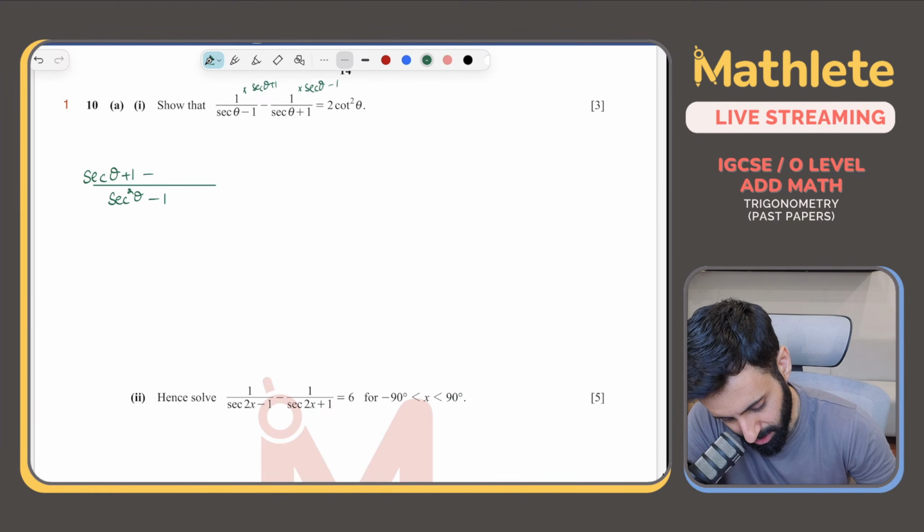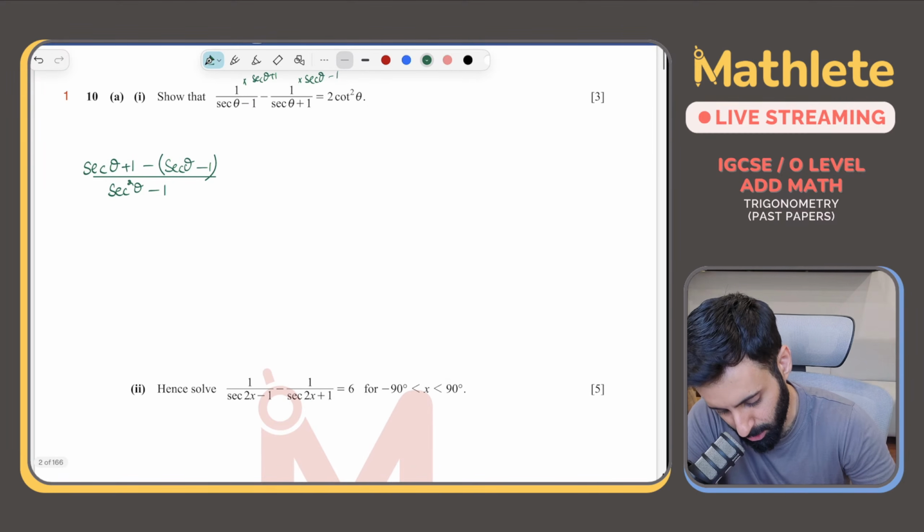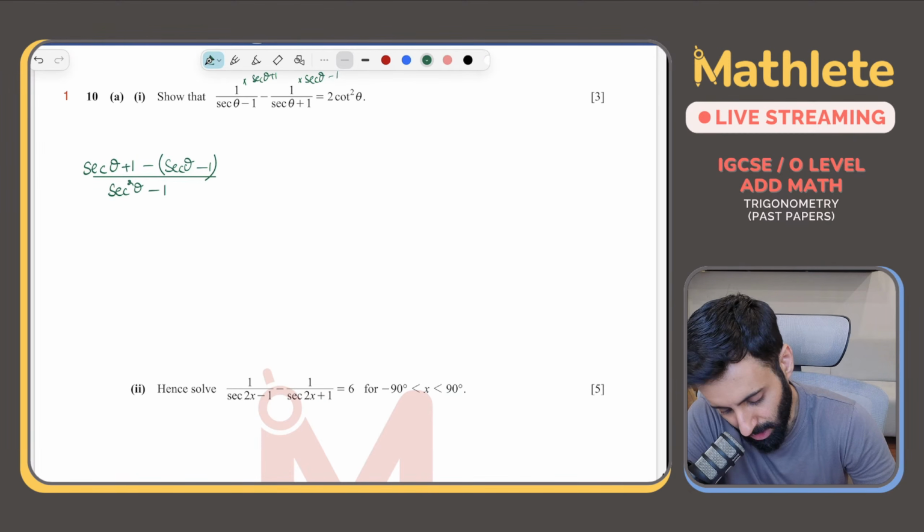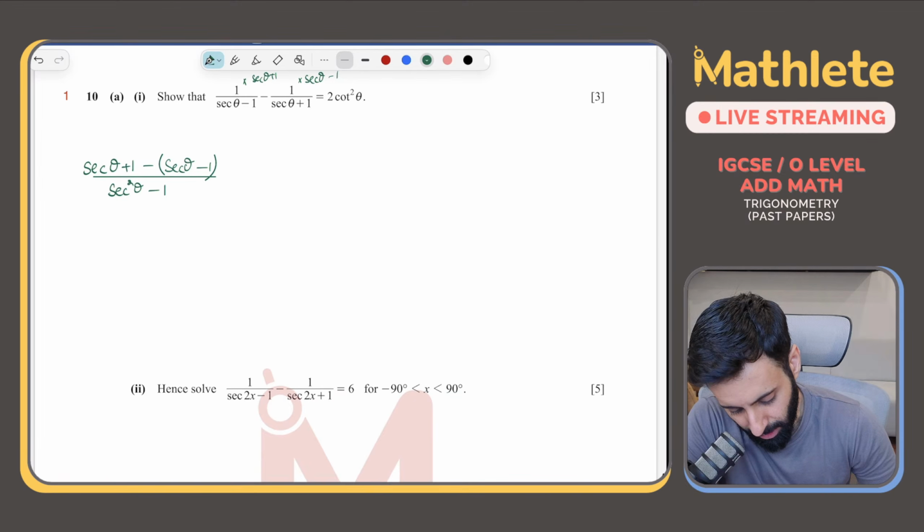Now, because it's minus, before you write sec theta minus 1, make sure that you make a bracket. So minus sec theta minus 1. Okay, keep your eyes on the prize. We have to show that this is equal to 2 cot square theta. Now, cot is equals to cos upon sine. Cot is equal to 1 upon tan. So either way, one way or the other, we have to achieve cot. Okay, so let's see what we can do.